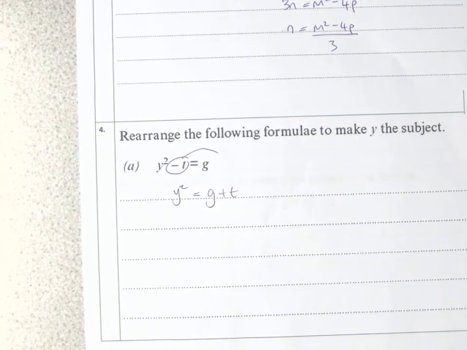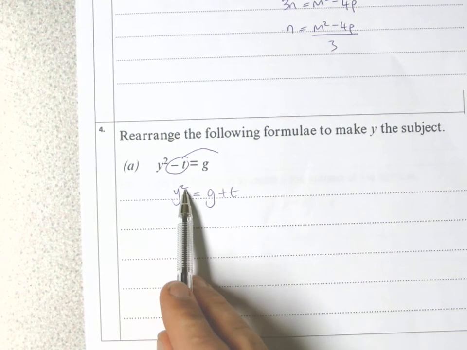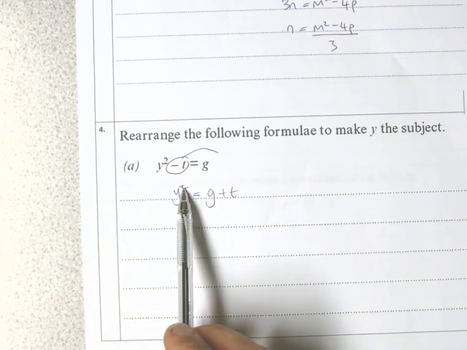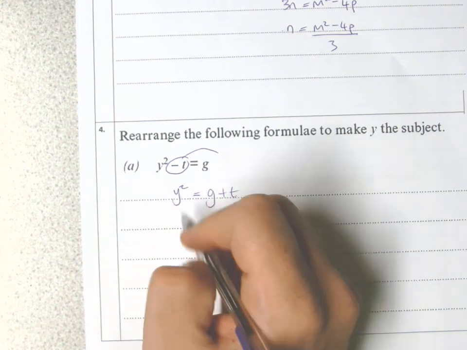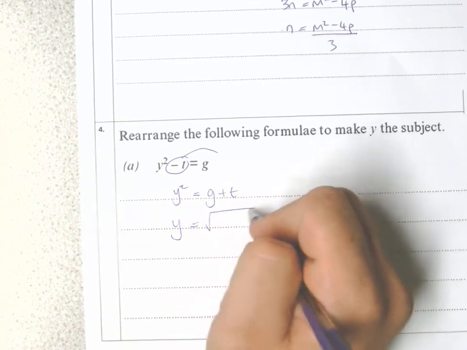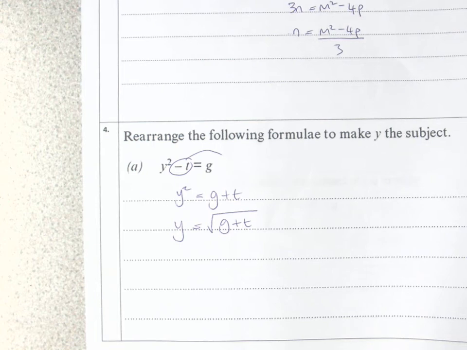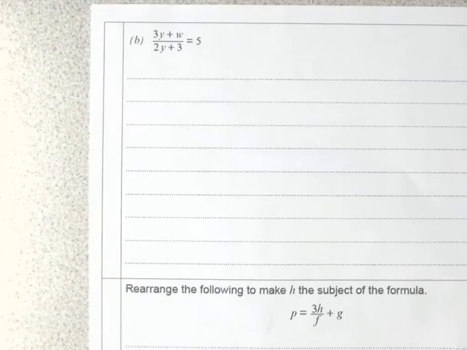And then y squared equals g plus t. Now the square, if I take that over, don't forget I've got to do the opposite. And as we just saw in the last one, the opposite of squaring will be square rooting. So we need to square root everything. So there's our answer. We've got y as the subject.